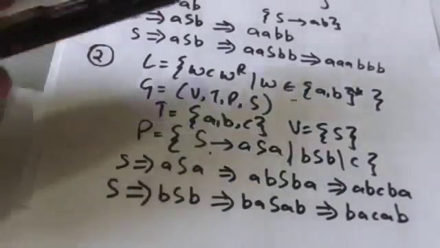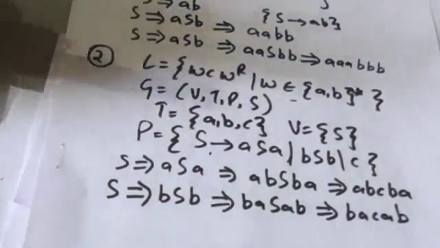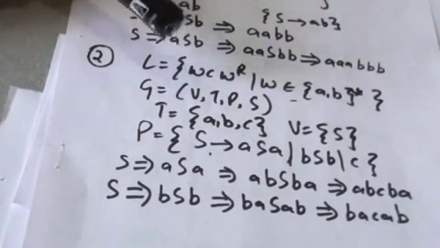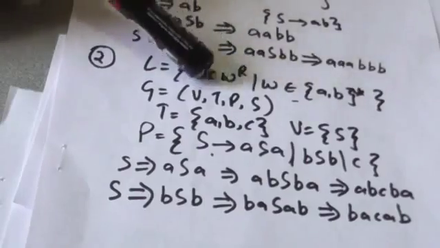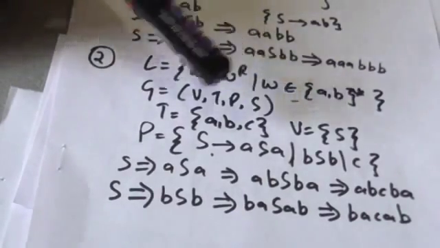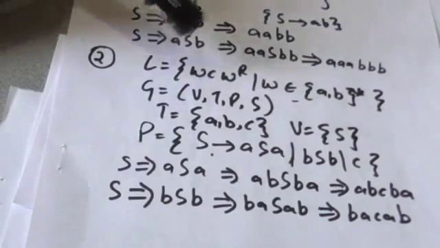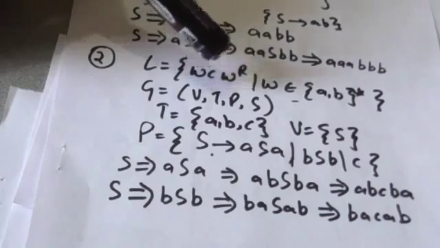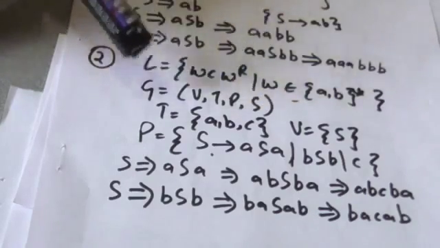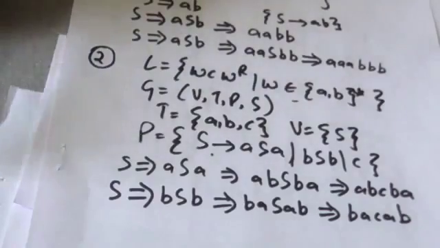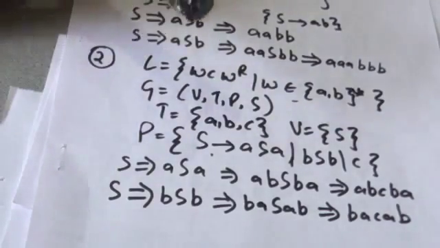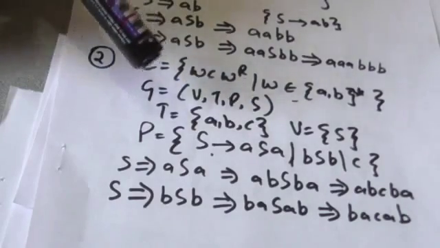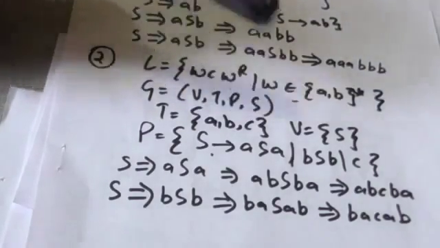Now consider this language L, which is a set of strings of the form W C W^R, where W is a string of terminals A and B, C is a terminal, and W^R is the reverse string of W. Now let its grammar be G. G equals (V, T, P, S), right?